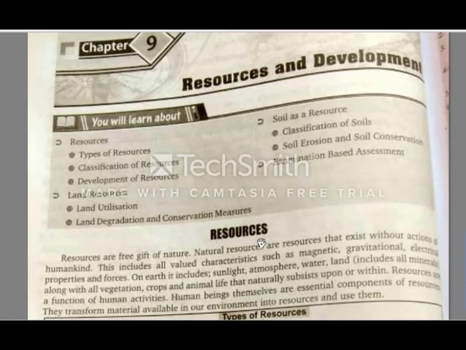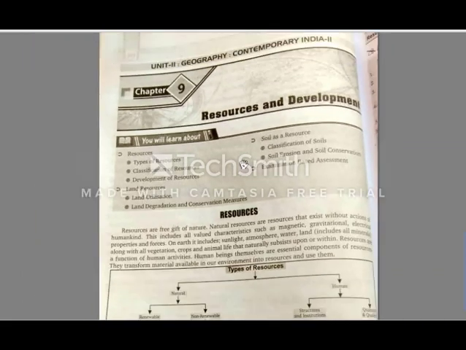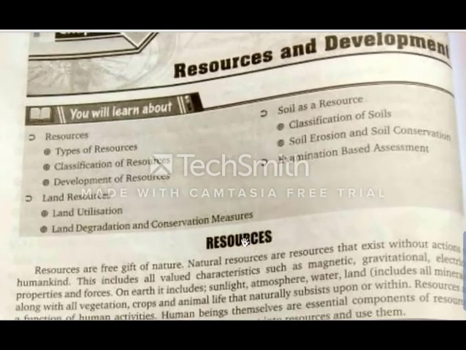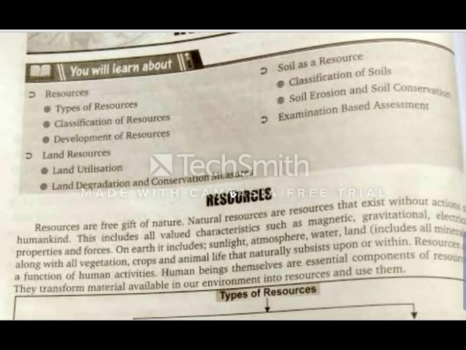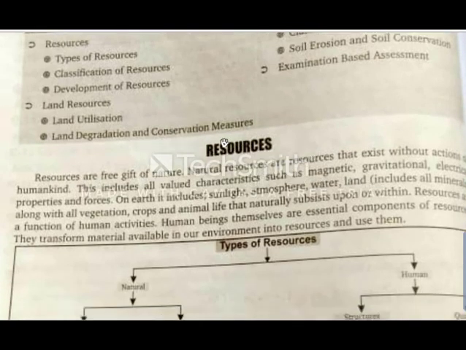What is a resource? The heading is resources. In class 8th, I think it is described, you have studied before also about resources. Let's see. Resources are a free gift of nature. First of all, we cannot make or create resources, and resources are a free gift of nature.